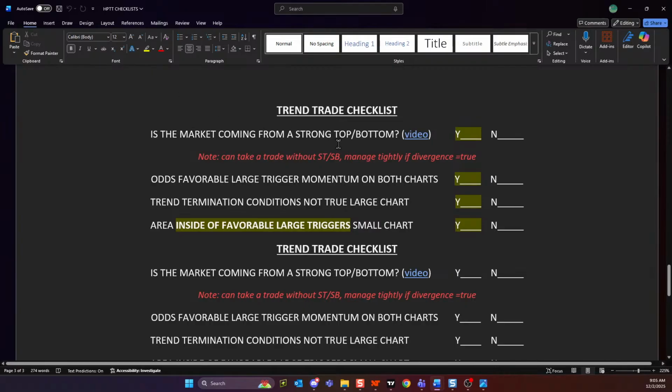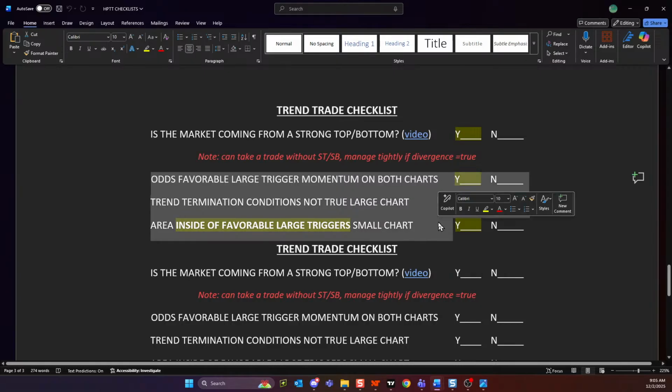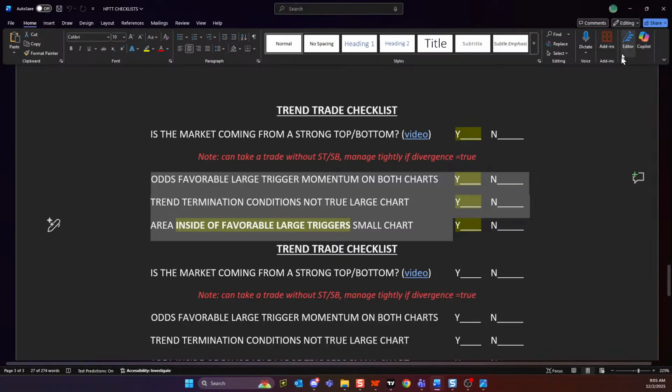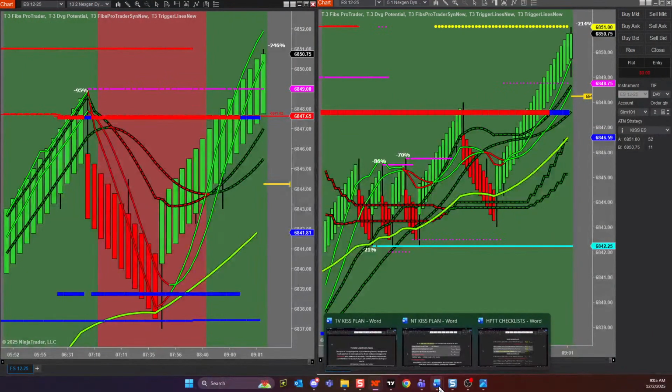Is the market coming from a strong top or bottom? Did a termination condition reverse that market? If it did, we're going to look for momentum. We're going to look for that clear path, and we're going to buy or sell a pullback at an area inside of triggers. So I've got my KISS plan, guys, and I'm going to keep it handy.